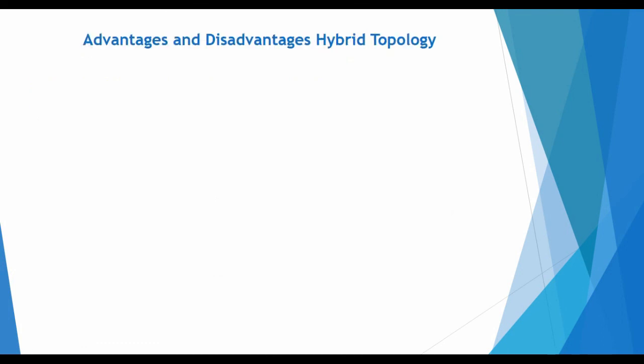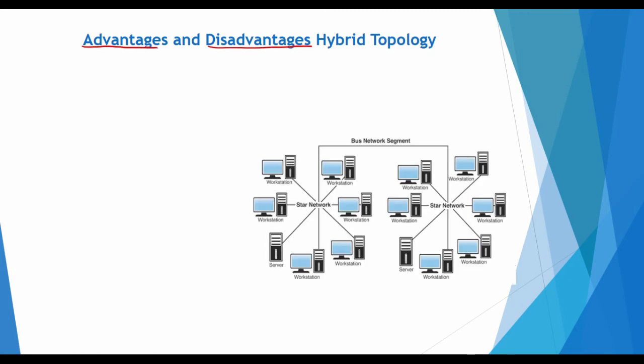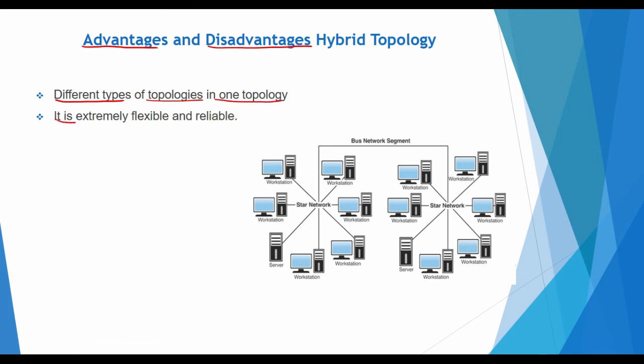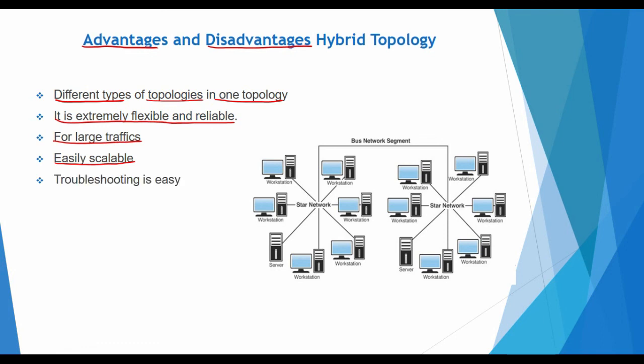Some advantages and disadvantages of a hybrid topology are: this type of topology combines the benefits of different types of topologies in one topology. It's extremely flexible and reliable. This topology is used to create large networks and handles a large volume of traffic. It's easily scalable, as hybrid networks are built in a fashion which enables easy integration of new hardware components. Error detecting and troubleshooting are easy.